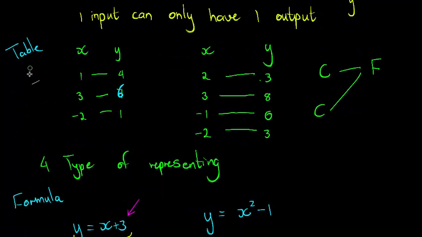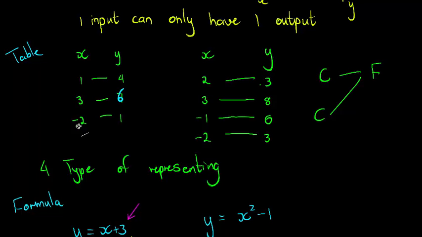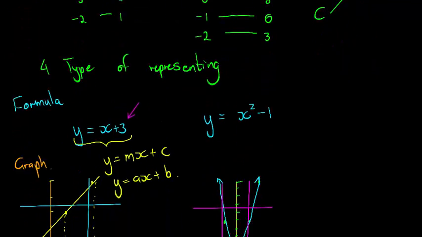This method, we very seldom use it because it eliminates a lot of relationships. Here, I only have 3 values represented, 3 inputs represented. While in the formula, you can give me any x value, and I can give you the y value. While in this table, you have to give me one of these values for me to give you the y value. Do you understand? So it's very seldom that we use the table.